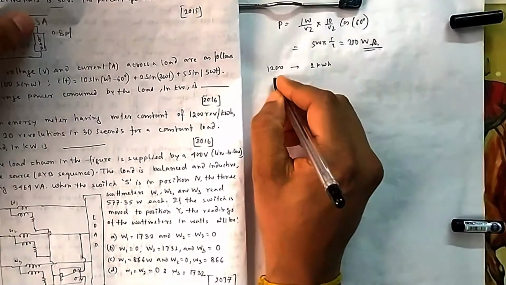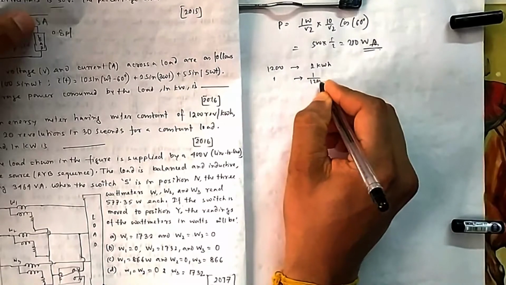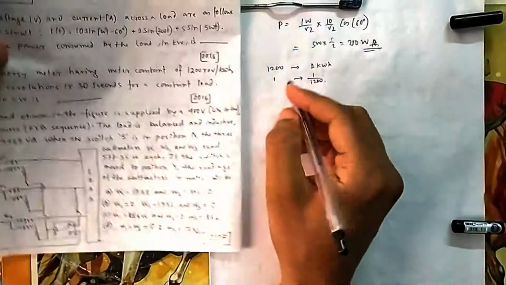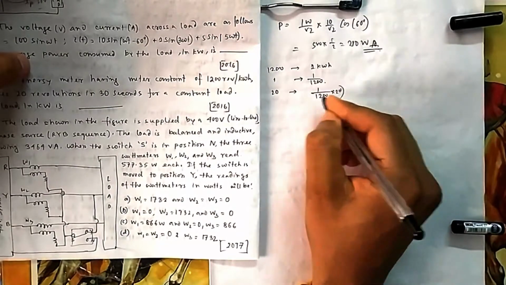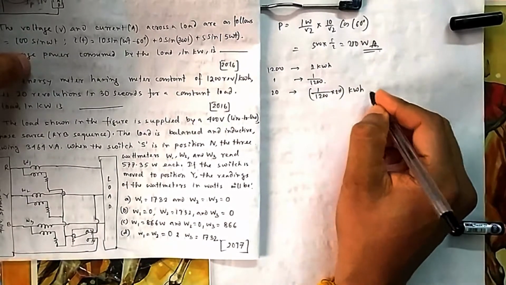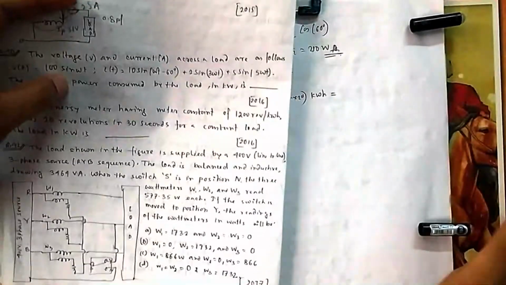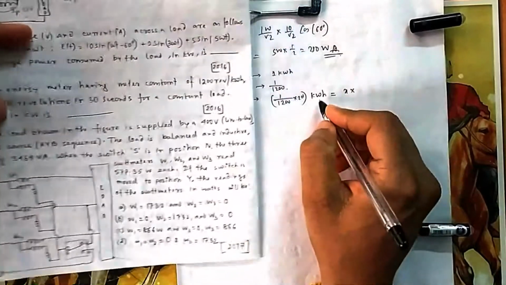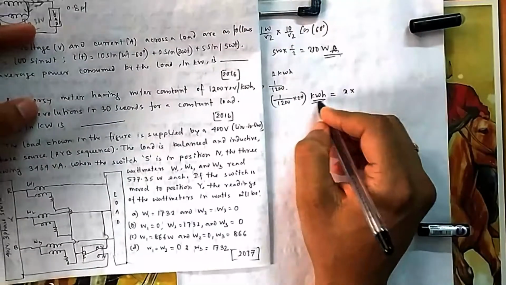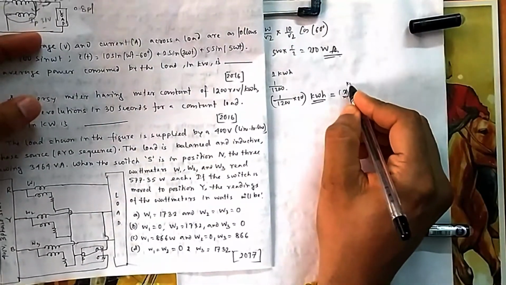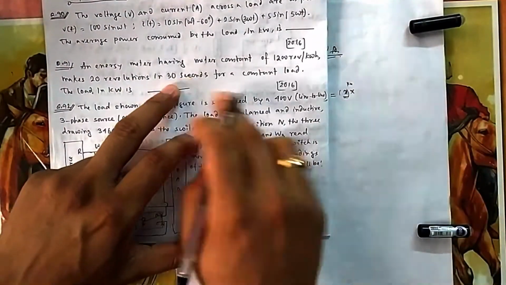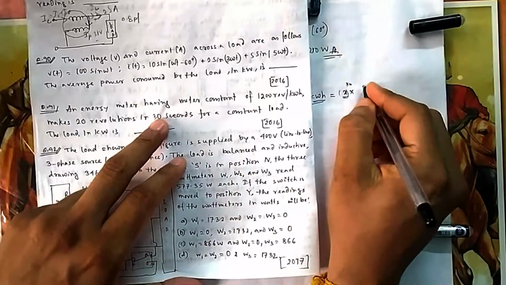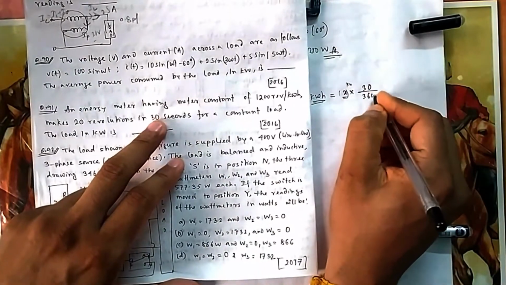So for 1 revolution it will be 1 by 1200, and for 20 revolution it will be 1 by 1200 into 20. This much kilowatt hour should be equal to, let me take its kilowatt as x. So this much kilowatt hour, kilowatt hour means kilowatt into hour, so x kilowatt into hour. Here the load is on for 30 seconds only, so let me convert 30 seconds into hour, so 30 by 3600.